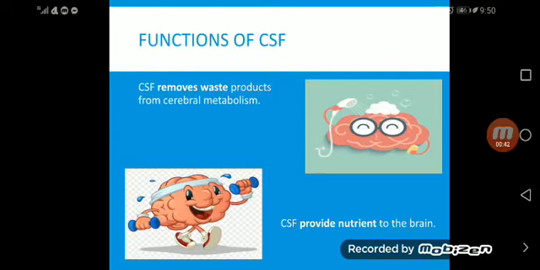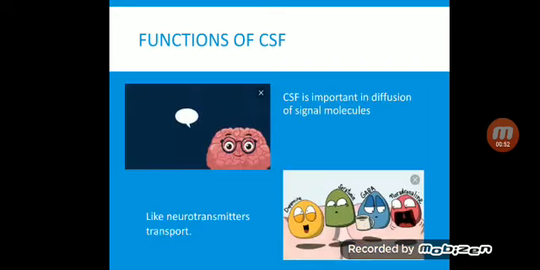The second function of CSF is that it removes waste products from cerebral metabolism and also plays a role in providing nutrients to the brain. Lastly, CSF is important in diffusion of signal molecules, like neurotransmitters transport.